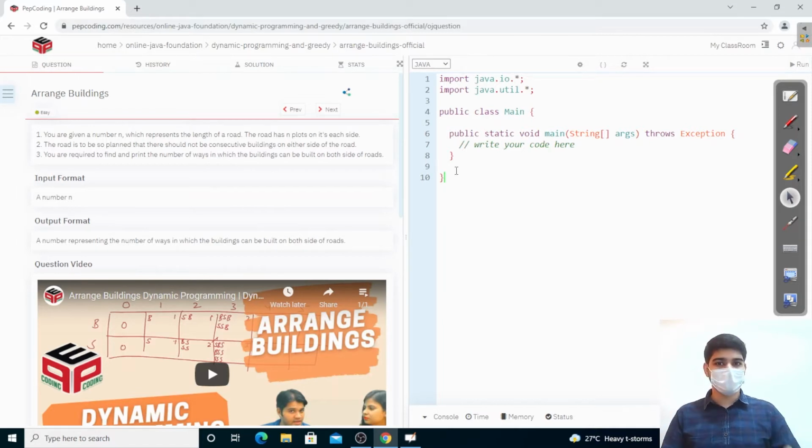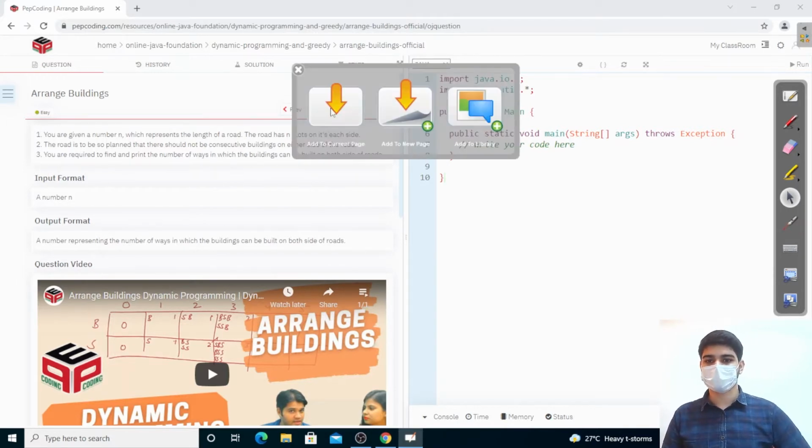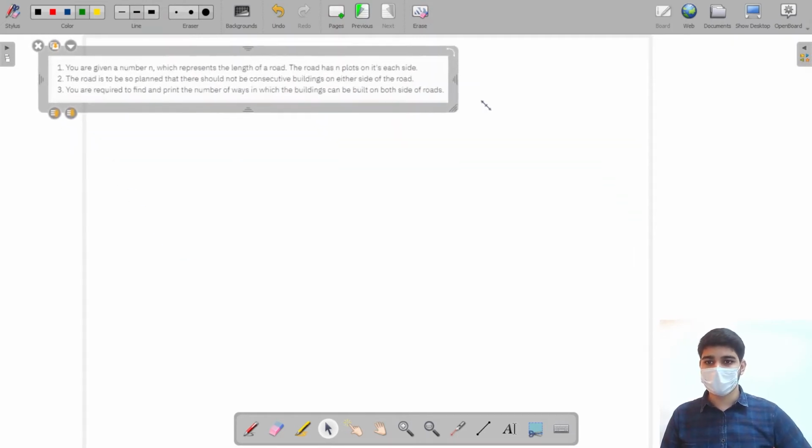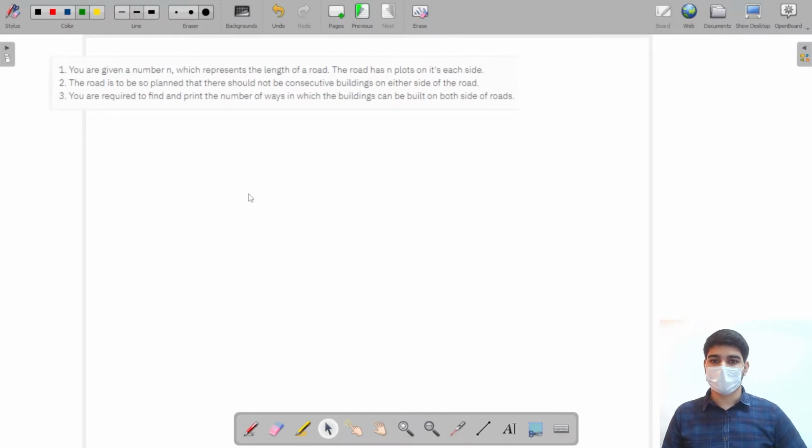Now let's discuss the question, which is arrange buildings. I hope you already know count binary strings before this, right? So if we take our objective over here and read it out, it says that you are given a number n which represents the length of a road, and the road has n plots on each side. The road is to be planned such that there are no consecutive buildings on either side of the road, and you are required to find and print the number of ways in which buildings can be built on both sides of the road.